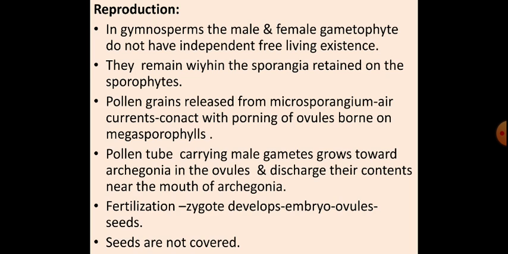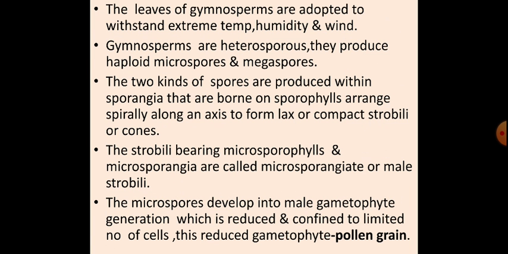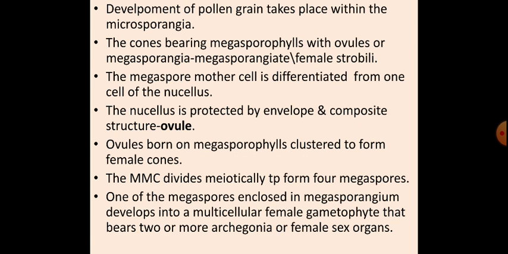Male gamete is produced by microsporangia. Female gamete is produced by megasporangia. Megasporangia will be having megaspore mother cell which will divide and produce 4 megaspores. Out of 4 megaspores, 1 megaspore is functional, which will develop into female gametophyte. Female gametophyte after fertilization develops into seed, ovule. That ovule is protected by nucellus.